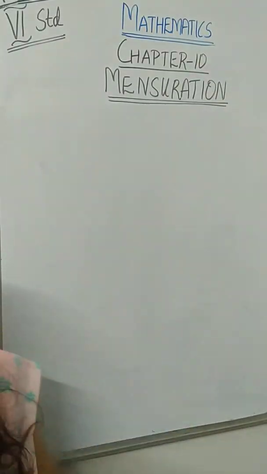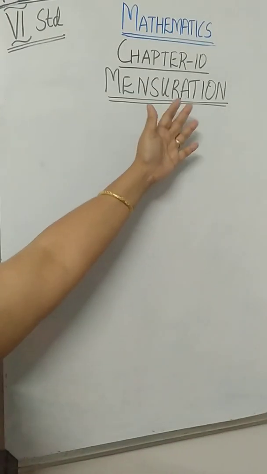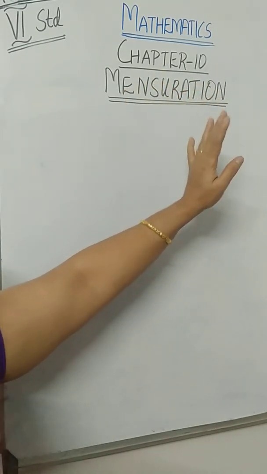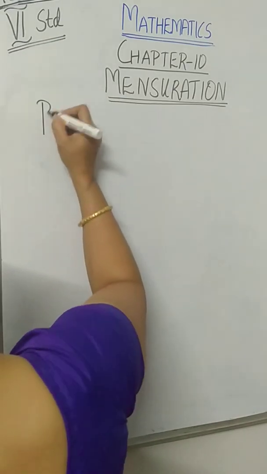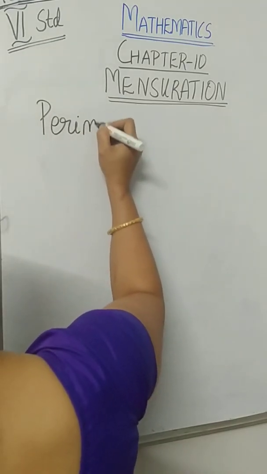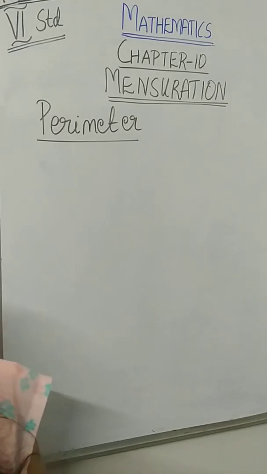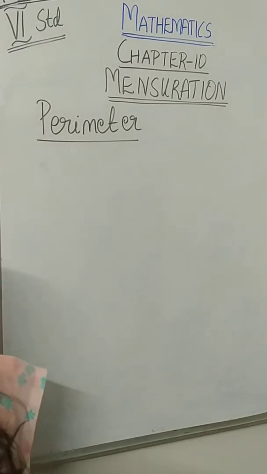First of all, what do you mean by mensuration? Mensuration is a branch of mathematics, or we can say it is a branch of geometry also, where we learn about the calculations using figures. Okay, the first part what we are going to learn here is perimeter. Do you remember? What do you mean by perimeter? Perimeter is the distance covered along the boundary forming a closed figure when you go around the figure once.